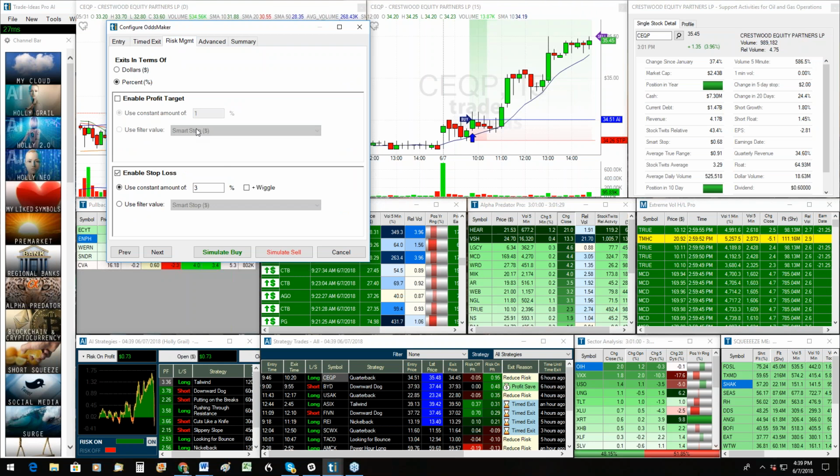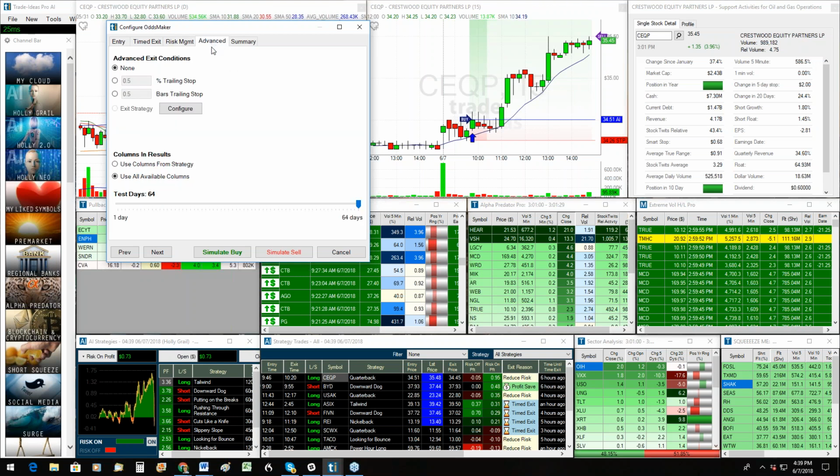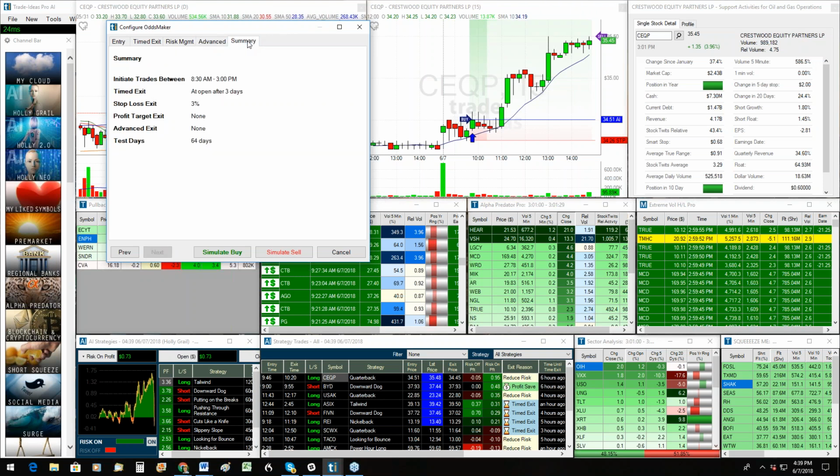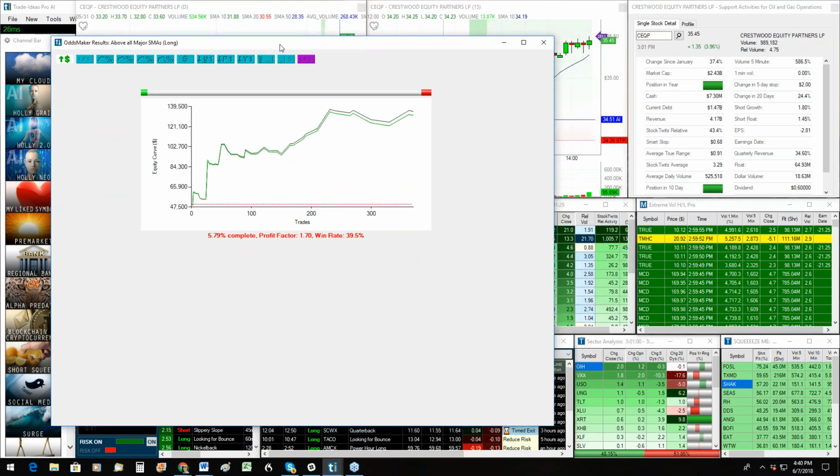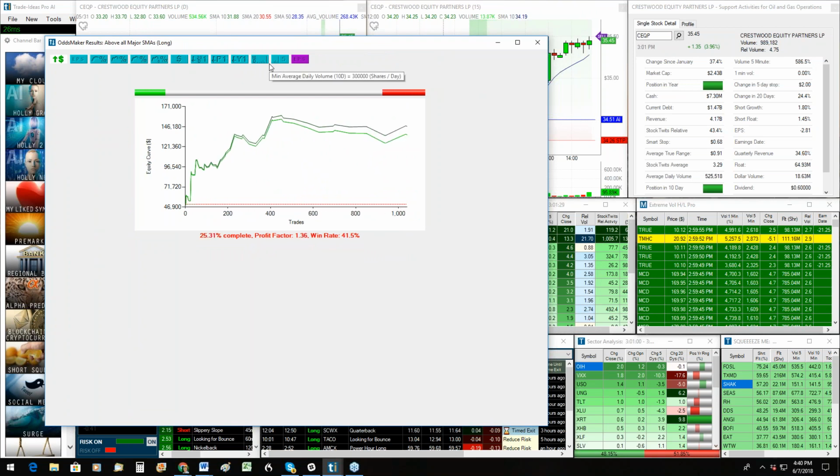I would never do something like this if it was a day trade for this alert, but since it's a 3+ day hold, I'm going to give myself 3% to the downside, hoping to make 5, 6, 7, 10, whatever to the upside. I don't have a profit target set on this. I find that in most cases it's best to just run the full time. Advanced: I'm going to run it the full 64 days. Summary. All right, let's run this bad boy, and hopefully it does it pretty quick here. Off to a good start.